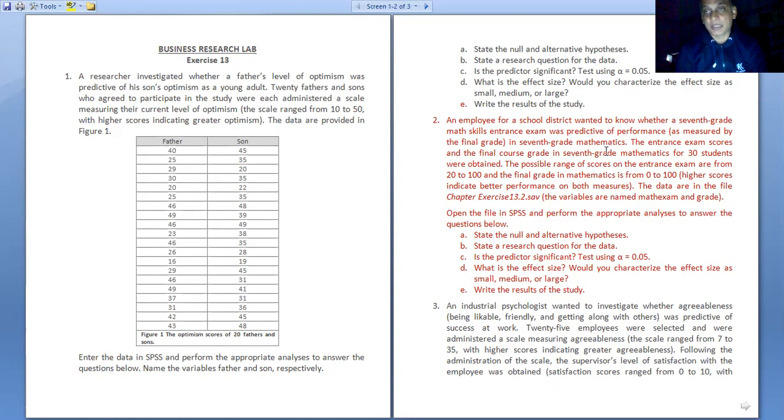We'll be opening that file to conduct the analysis, and we have to state the null and alternate hypothesis, and state the research question: is the predictor significant at alpha equal to 0.05? We have to find out the effect size and see whether it is small, medium, or large. And finally, we have to write down the result.